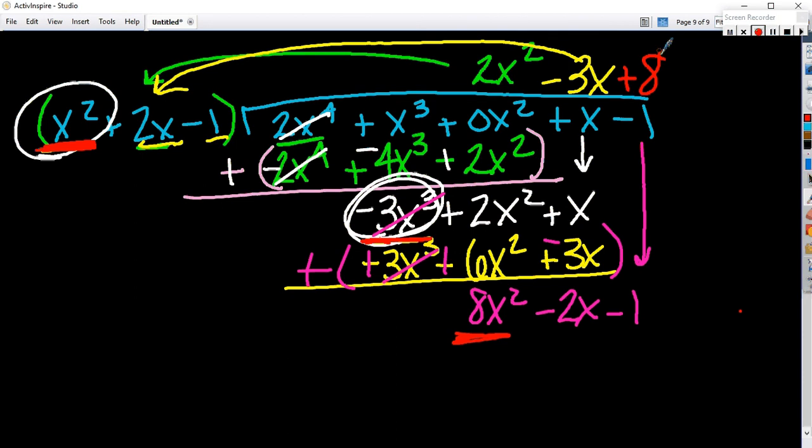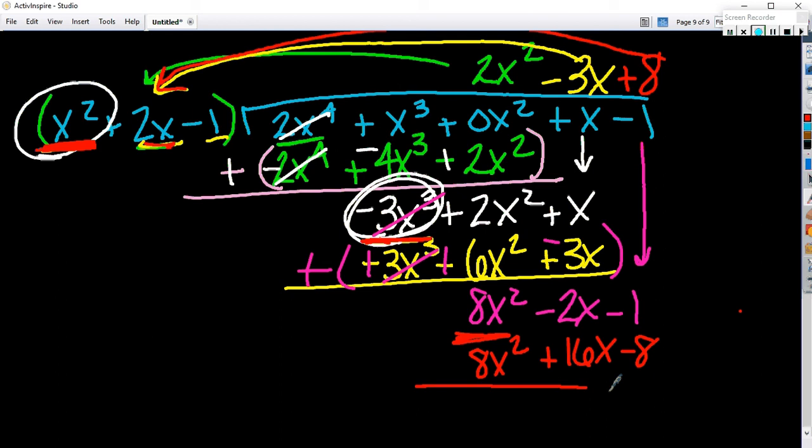And I'm going to multiply around, all the way around. 8 times x squared is 8x squared. 8 times 2x, 16x. And 8 times negative 1, negative 8. No, not with the variables.